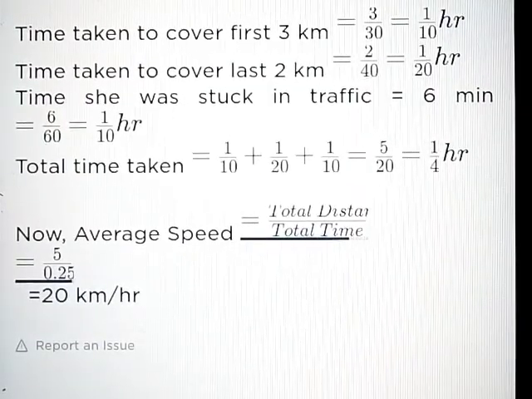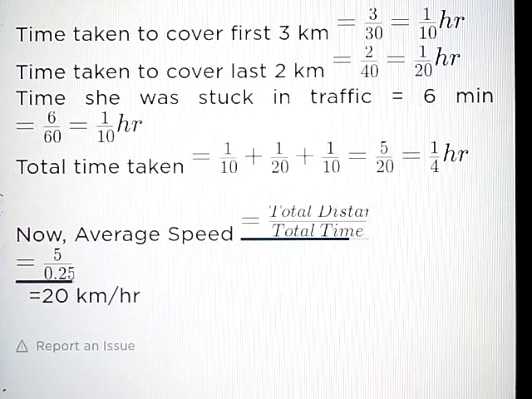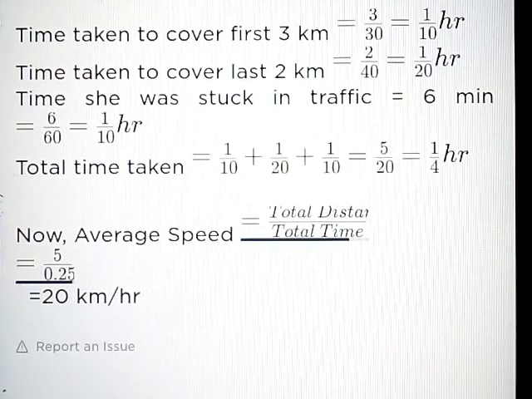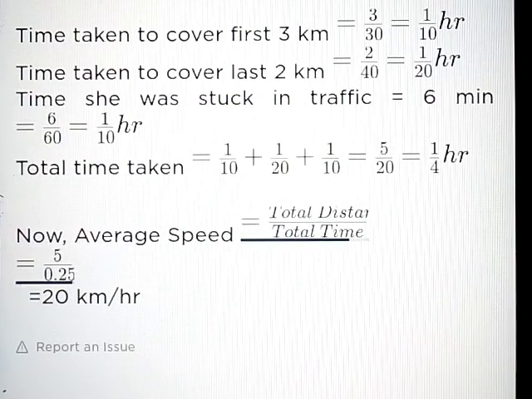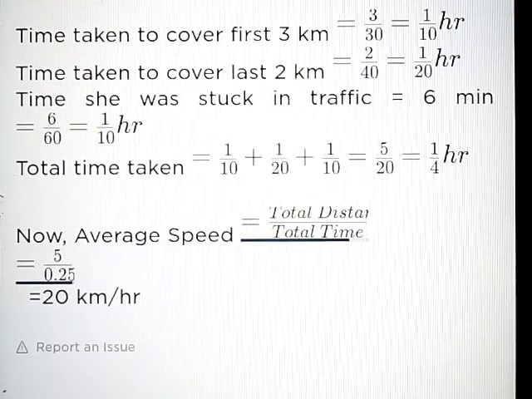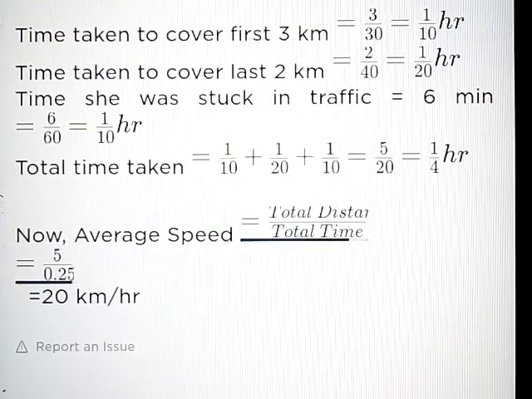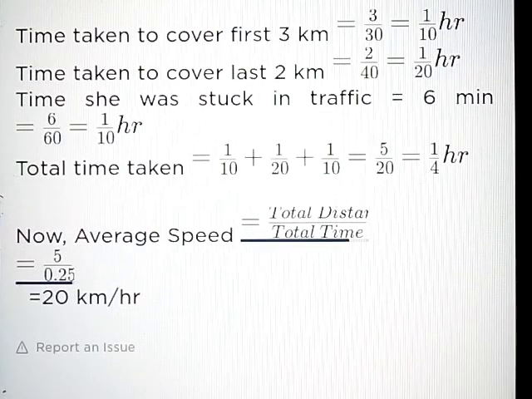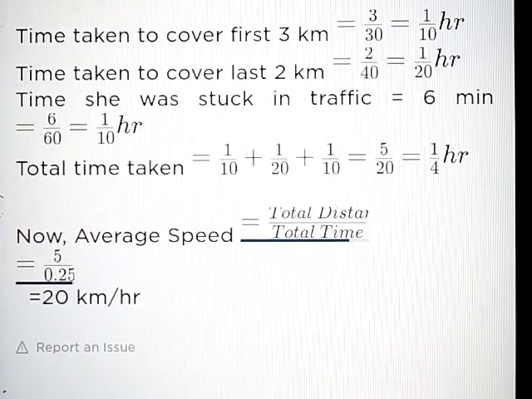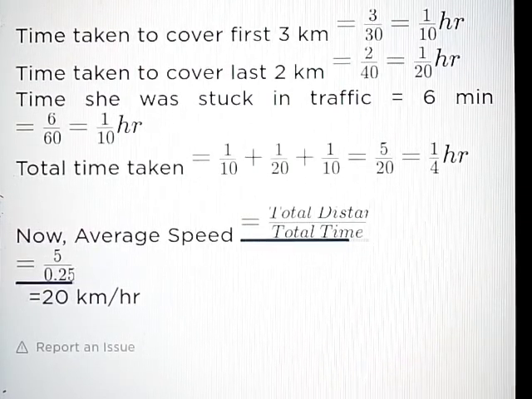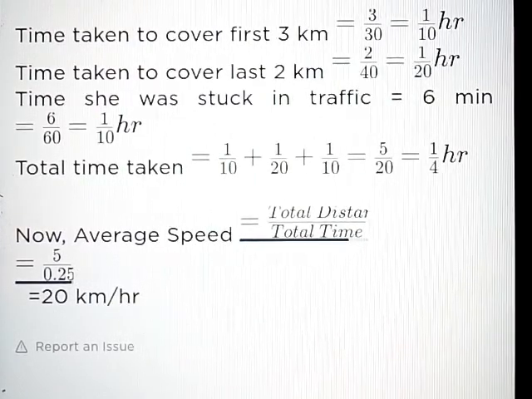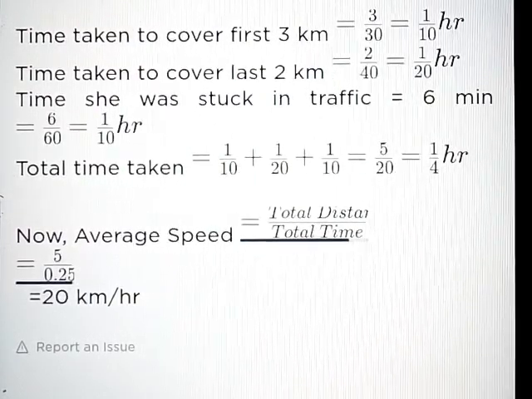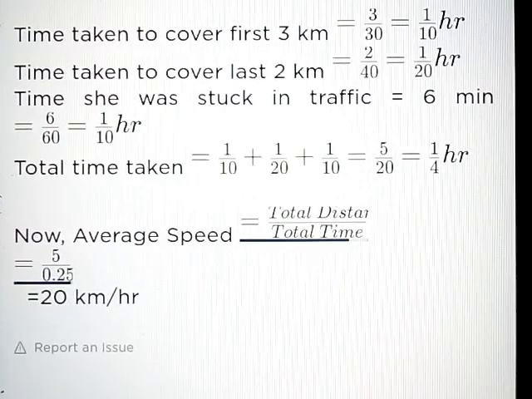Time taken to cover first 3 km is equal to 1 upon 2 hours. Time taken to cover last 2 km is equal to 1 upon 20 hours. Time she was stuck in traffic is equal to 6 minutes is equal to 1 upon 10 hours. Total time taken is equal to 1 by 4 hours. Now average speed is equal to distance upon time is equal to 20 km per hour.